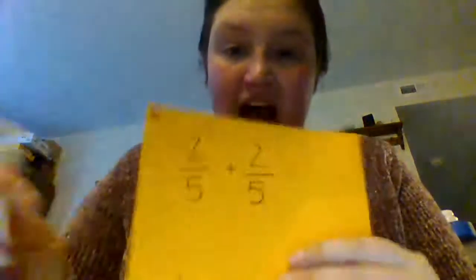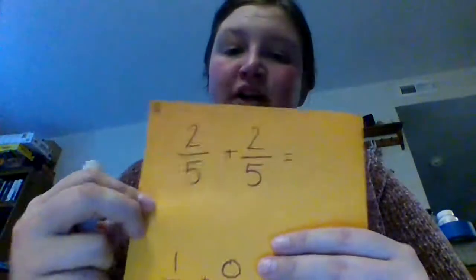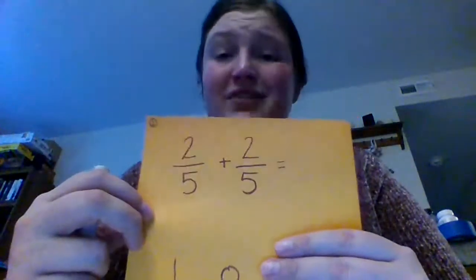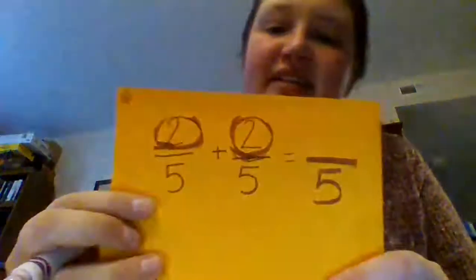So here I have 2/5 plus 2/5. Now you might want to just go straight across and say, oh, that's 4/10, easy peasy. That's not correct. It is not 4/10. The only thing that we are going to add are my numerators. My denominator is going to stay the exact same. So I know that 2 plus 2 is 4. So I have 2/5 plus 2/5 is 4/5.